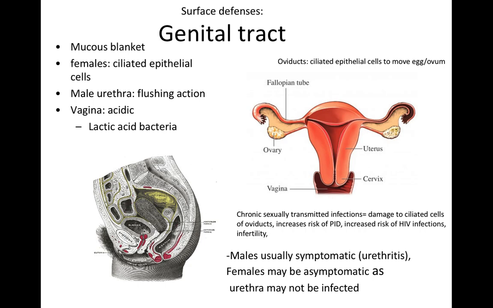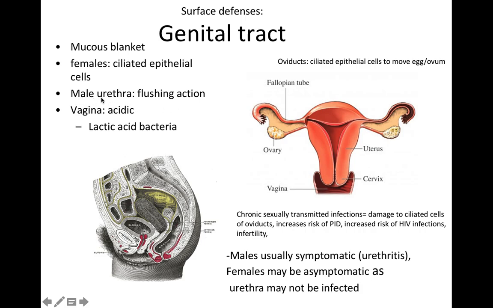Okay, so now you guys, we'll just back up and go a little bit more general on surface defenses of the genital tract. So again, we have these wonderful mucus blankets. The ciliated epithelial cells in women kind of act like that mucociliary escalator, because if microbes get stuck in the mucus blanket, maybe up here, the ciliated cells can move it to the uterus, and maybe that microbial flypaper then could exit through the cervix and the vagina.